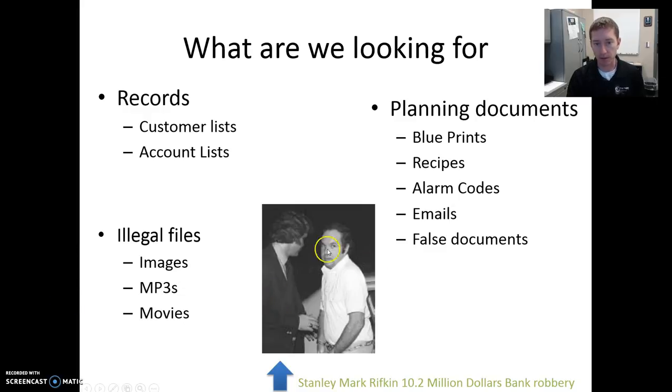Pictured here is a gentleman by the name of Stanley Mark Rifkin. He's responsible for stealing probably one of the greater amounts of money from a bank in the shortest amount of time. He robbed about $10.2 million from a bank in the course of a couple of seconds electronically. He was kind of an idiot, and he ended up getting caught very quickly and easily. If you're interested in reading the story, you can Google his name, Stanley Mark Rifkin. It's a pretty funny, telling tale, but he's one of the earliest folks who was arrested for electronic theft.